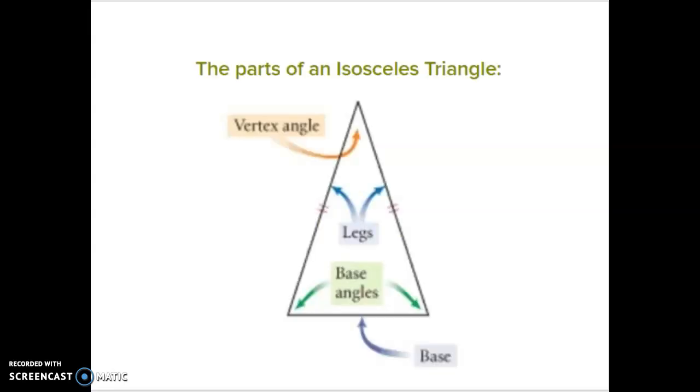So on your notes, I would draw this picture with the parts of an isosceles triangle. Okay, the vertex angle is that angle that is between the two congruent sides. So looking at this picture, you'll see the congruent markings here and here to show which two sides are congruent. So that vertex angle is the one that is between those two congruent sides.